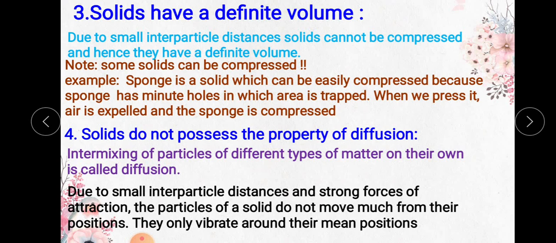Okay. Fourth point about solids. Solids do not possess the property of diffusion. Very important point. Students, we learned about diffusion in the previous class. What is diffusion? I'll repeat the definition once again. Intermixing of particles of different types of matter on their own is called diffusion. When you mix particles with each other, we call it diffusion. Sugar in water, if you want to dissolve it, we can dissolve it easily. But solids usually we cannot diffuse.